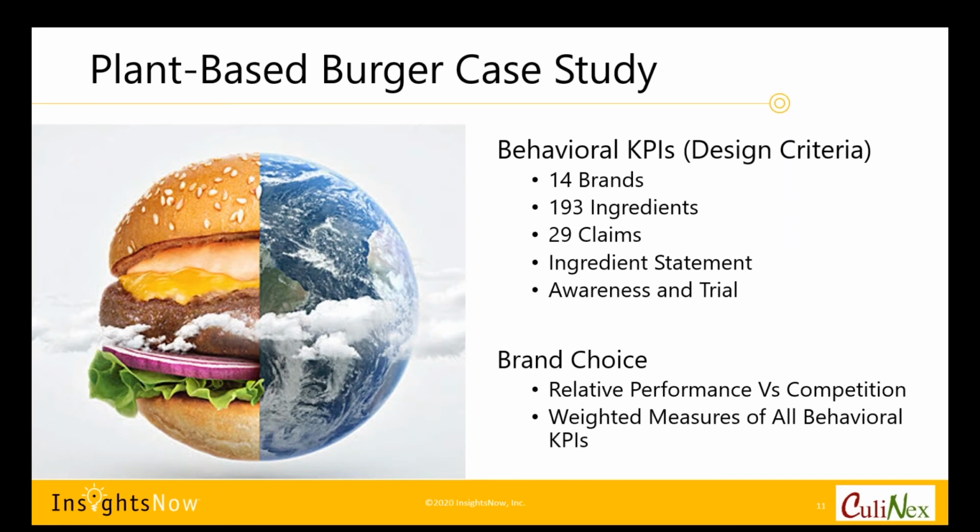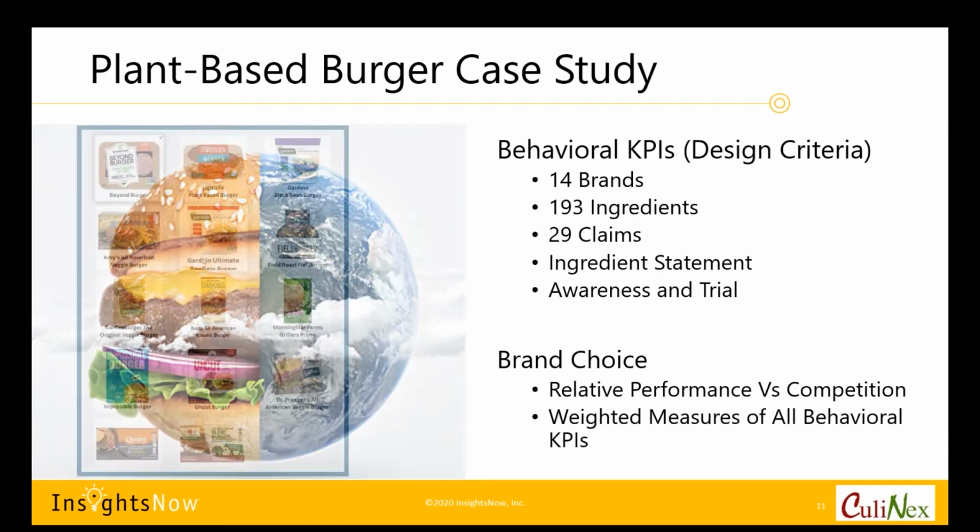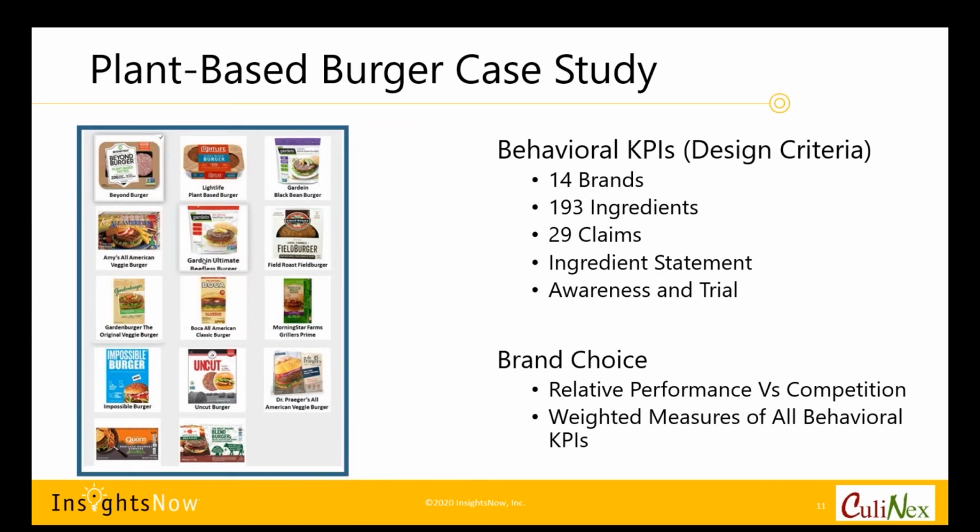So, for example, we are going to go through a category that I think many people have been very interested in, and is really a perfect example, and that's the plant-based burger category and a case study. So what we did in this specific study is we took 14 different brands and the specific SKUs for these brands, and we looked at all of these, and we found there are 193 different ingredients. There were 29 claims over these different brands.